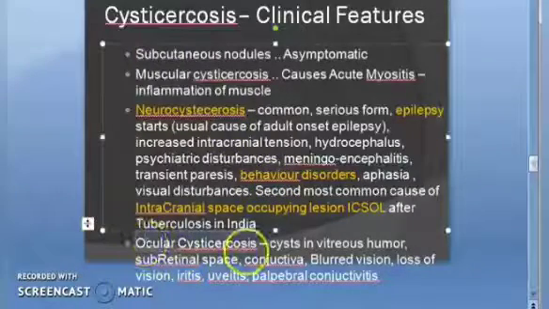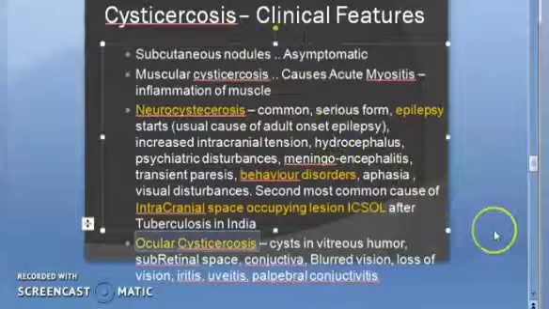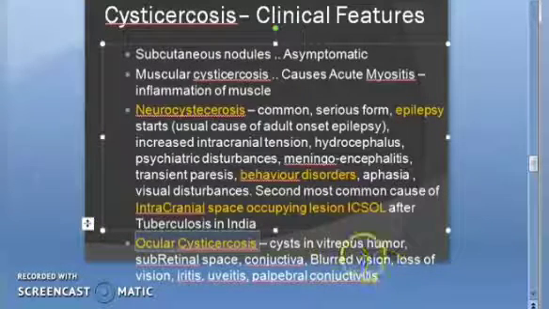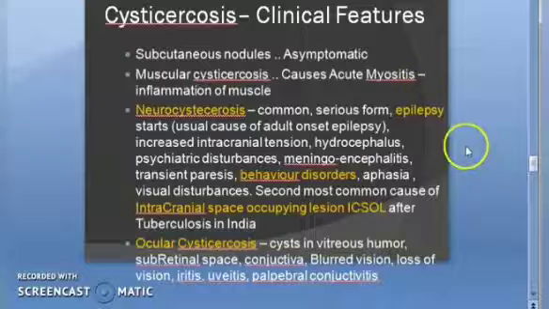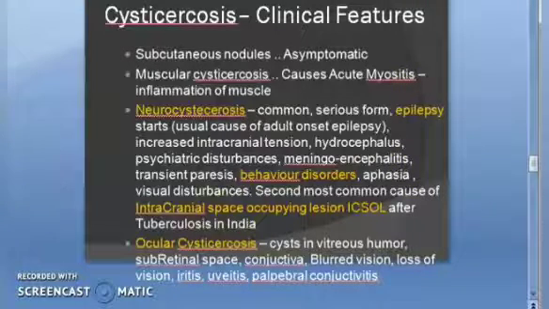Let us move on. Ocular cysticercosis. Obviously the eye is also affected. That time you touched the eye. So ocular cysticercosis: cysts are there in the vitreous humor, subretinal space, and the conjunctiva. Obviously, blurred vision, loss of vision, iritis, uveitis, palpebral conjunctivitis. All this, guys, in the exam, don't forget. So, we are done with the clinical features.